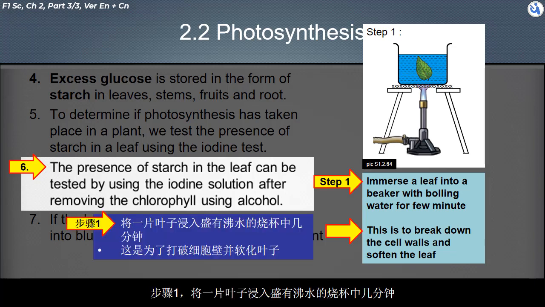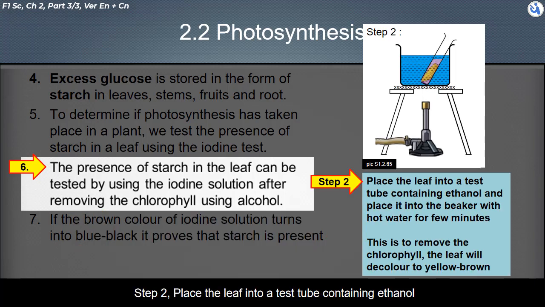Step 2. Place the leaf into a test tube containing ethanol, and place it into the beaker with hot water for a few minutes. This is to remove the chlorophyll, and the leaf will decolor to yellow-brown.